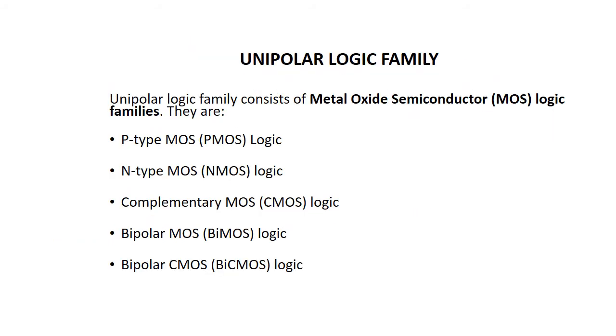Next section is unipolar logic family. Unipolar logic family consists of metal oxide semiconductor logic families. They are P-type MOS, N-type MOS, complementary MOS, and bipolar MOS and bipolar CMOS. This will be explained in the next class.